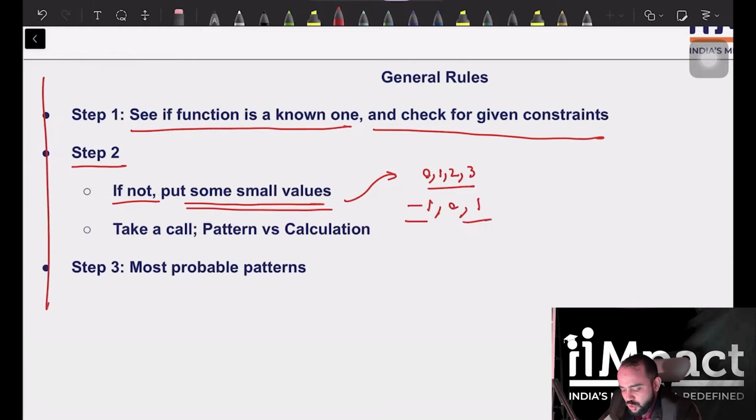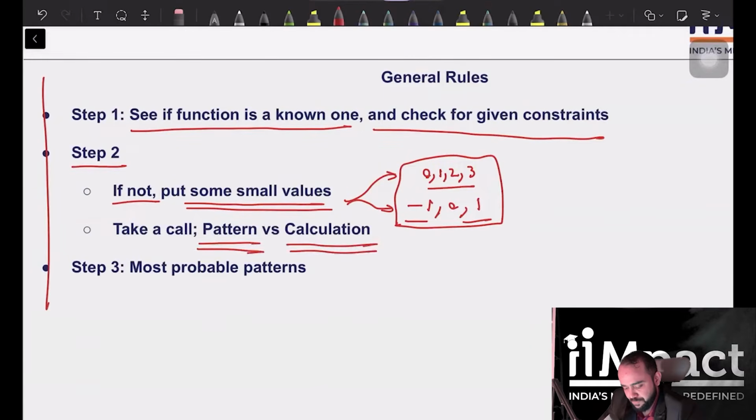Right? So these are good guesses of what to check for, because generally these calculations would not be very difficult. You put the values and then you should probably take the call. Should I go for a pattern, or should I just power through and calculate? Basically pattern versus brute force approach. And we will discuss this. There are 6 questions that we are going to discuss towards the end. Before we get to those, let us discuss the most probable patterns.